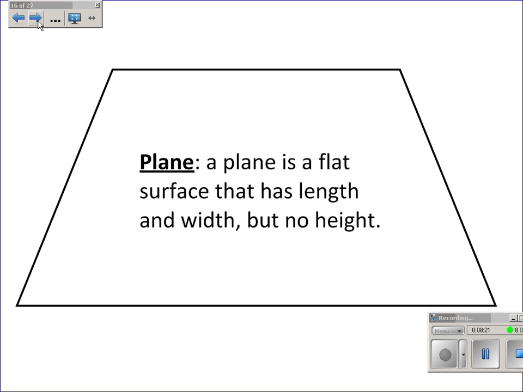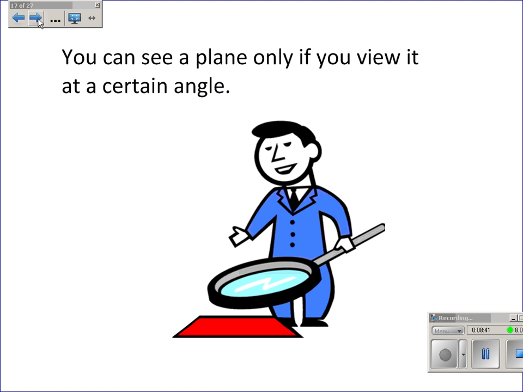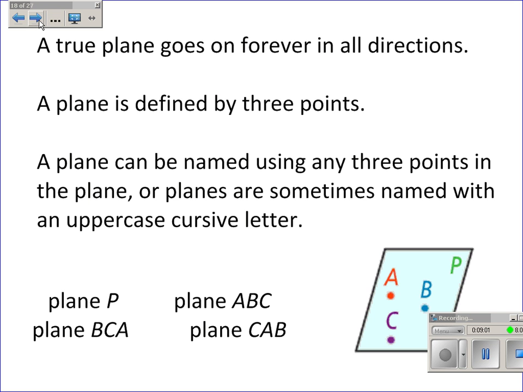A plane is a flat surface that has length and width, but no height. You can think of a plane as kind of like a piece of paper. It's infinitely thin, and it goes on forever in all directions. You can see a plane, unlike a line or a point, but you have to view it from a certain angle, like from the top. In this picture, if you see it from the top, you can see the plane. But if you got down level with it, it would kind of disappear because it's infinitely thin.